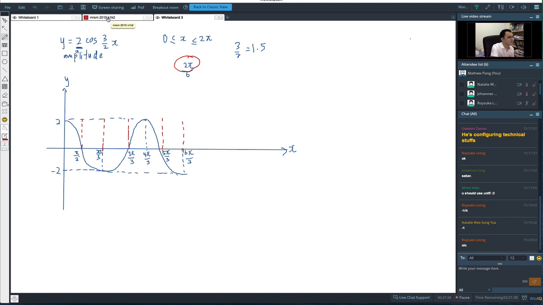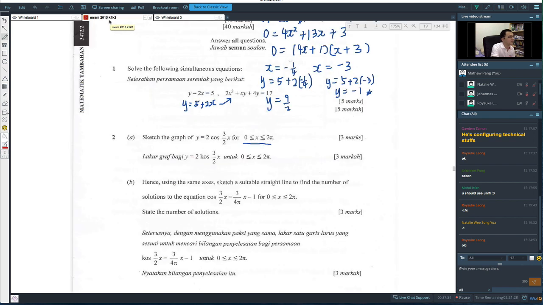Then what I do next is the next equation: cos 3 over 2 x equals 3 over 4 pi x minus 1. Hence use the same axis, sketch a suitable straight line, and find the number of solutions. Number of solutions basically means intersection points. So in order to find the intersection points you have to draw the straight line. But in order to draw a straight line you must have y equals mx plus c. You do not have the y at all in the whole equation, so I will need to substitute my y into it. My y over here is 2 cos 3 over 2 x.